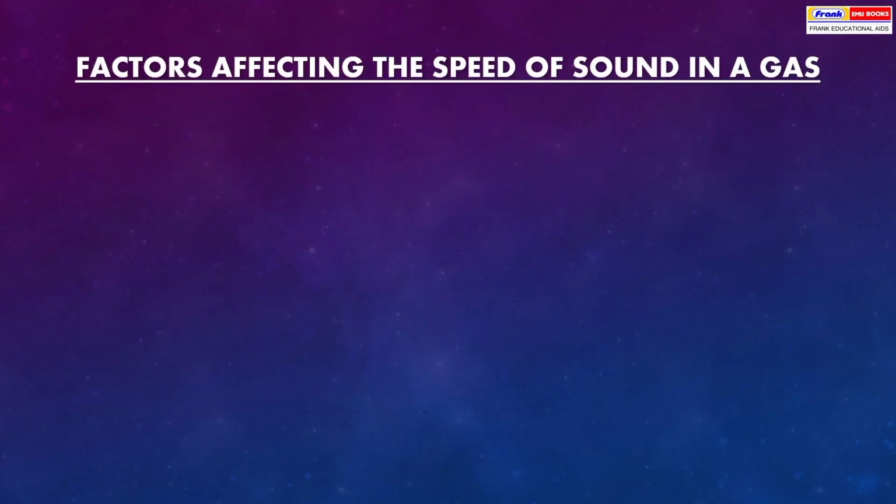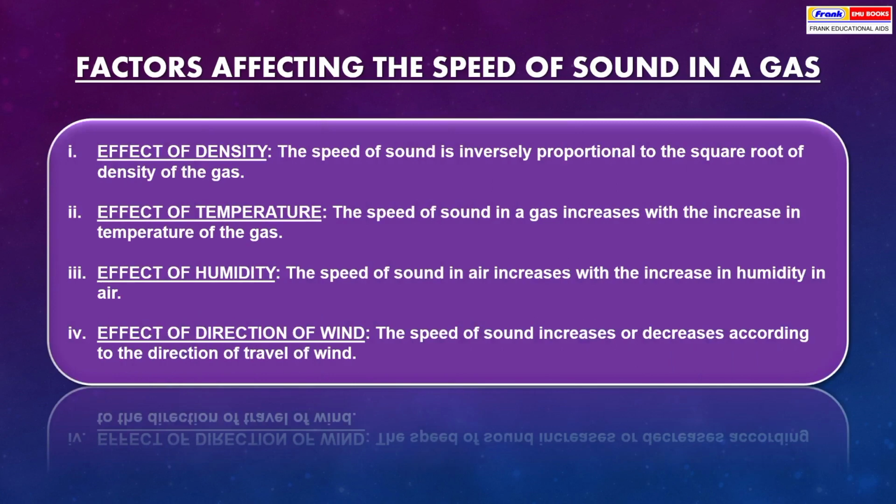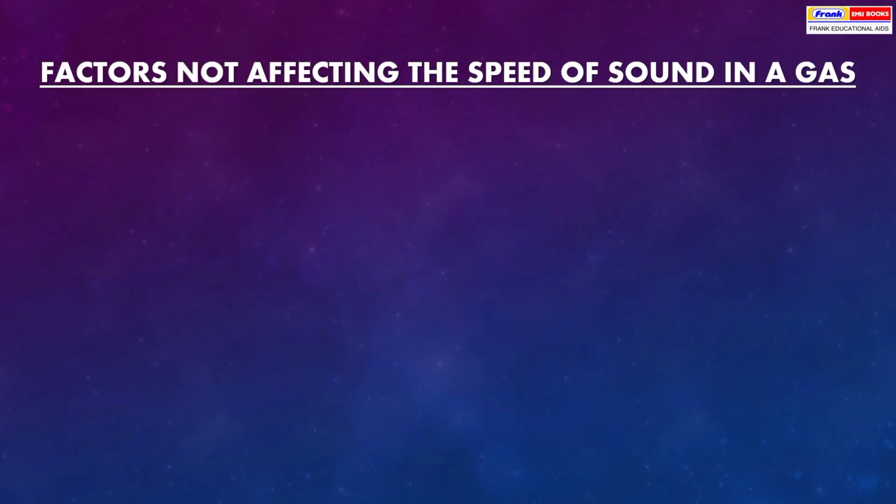Factors affecting the speed of sound in gas. Four factors are there. Effect of density: the speed of sound is inversely proportional to the square root of density of gas. Then we have effect of temperature: speed of sound in a gas increases with the increase in temperature of gas. Effect of humidity: the speed of sound in air increases with the increase in humidity in air. Then we have effect of direction of wind: the speed of sound increases or decreases according to the direction of the travel of wind.